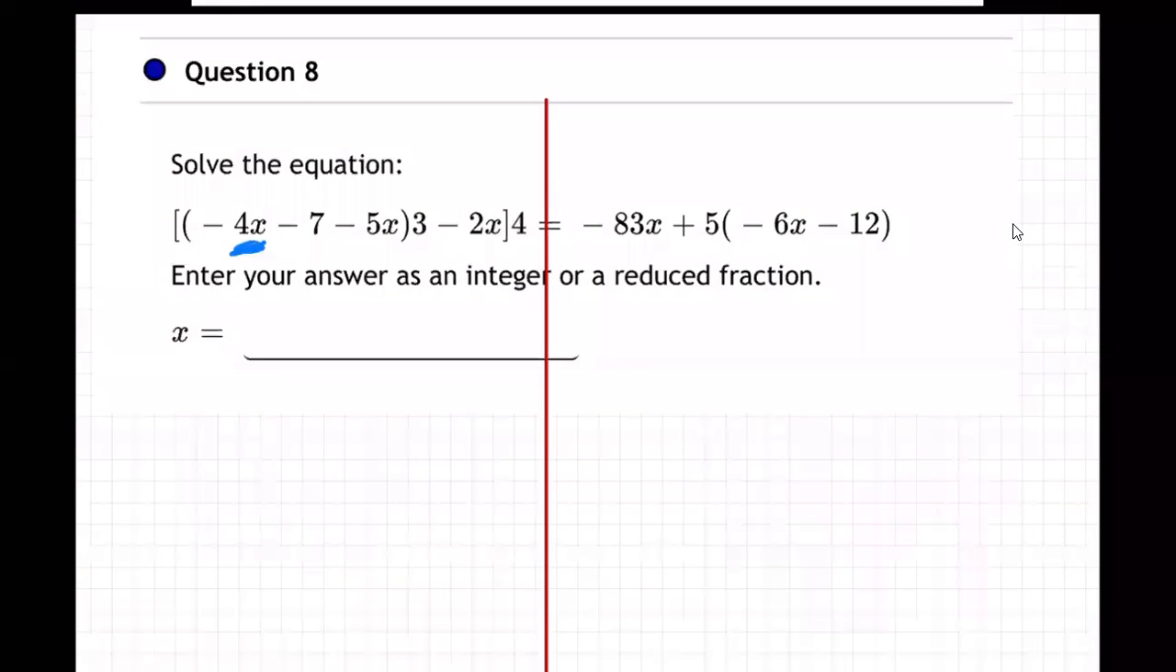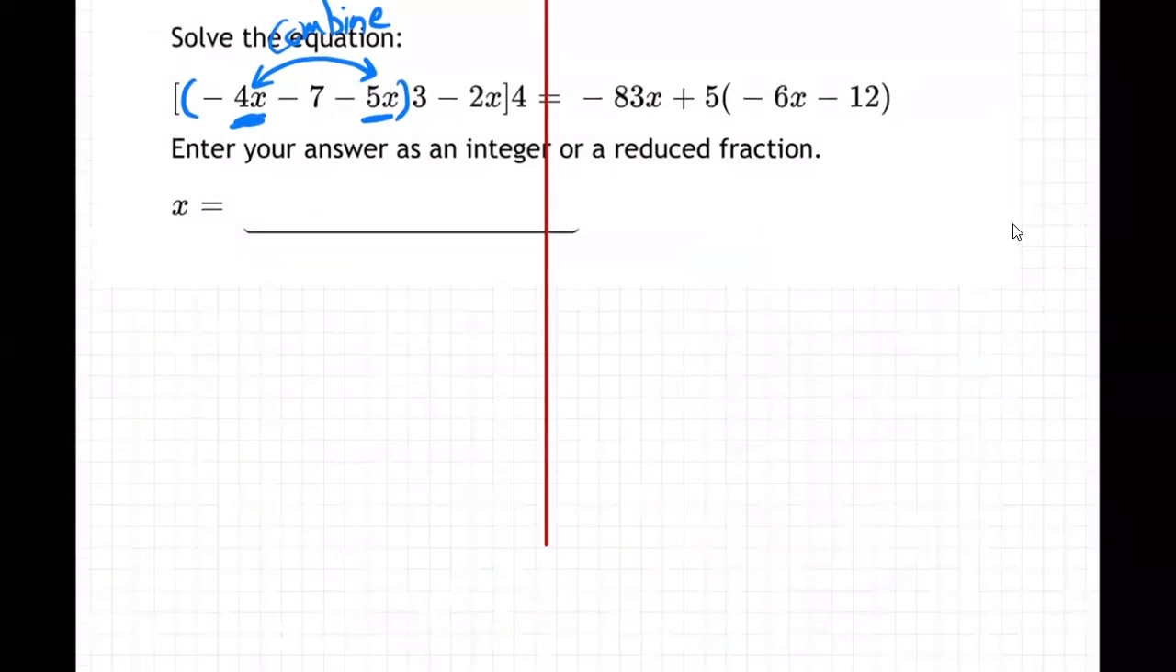First off, let's combine these guys. See these two right here? I'm going to combine them. Why? Because they're both in the same parentheses. See this little parenthesis? They live in the same world. So whenever you have two things living in the same world, same side of the equal sign, both in the same parentheses, go ahead and combine them. So I'm going to do that.